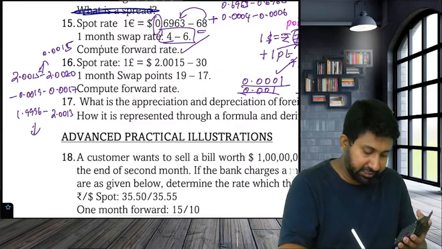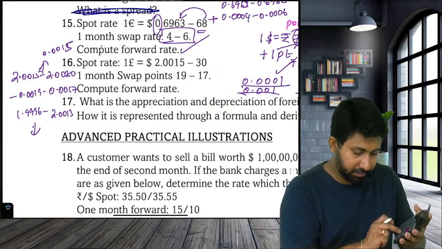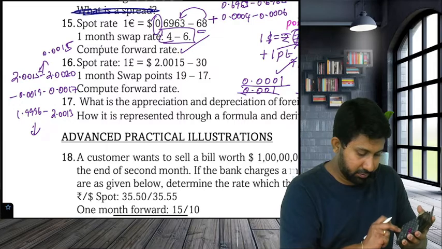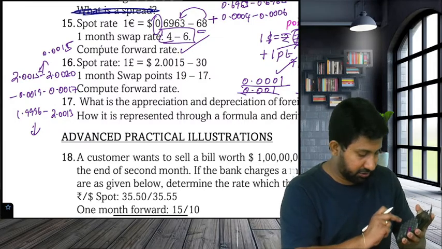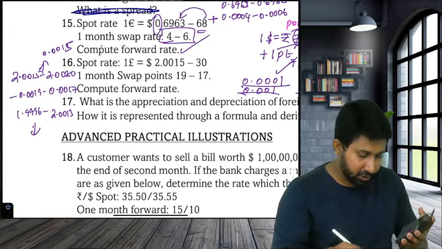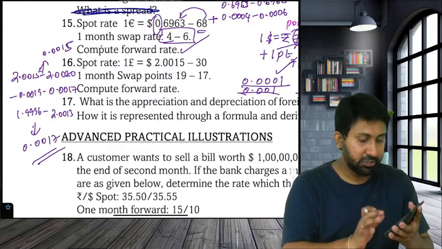Okay, here let us see, 0.0013. Or 2.0013 minus 1.996, 0.0017. Again, the forward spread is higher than the spot spread.